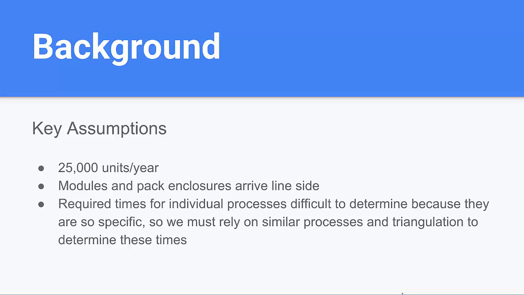Sharpell Technologies will be producing 25,000 units a year. The modules and pack enclosures arrive line side, and the required times for individual processes are difficult to determine because they are so specific, so we must rely on similar processes as well as triangulation to determine these times.